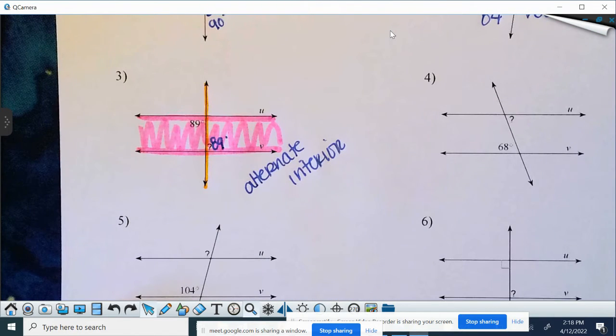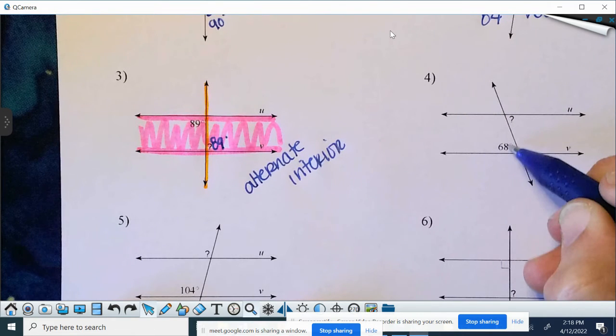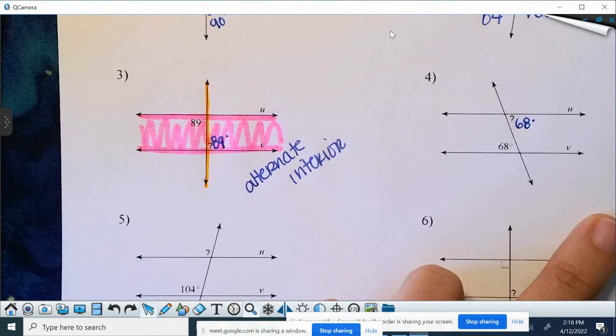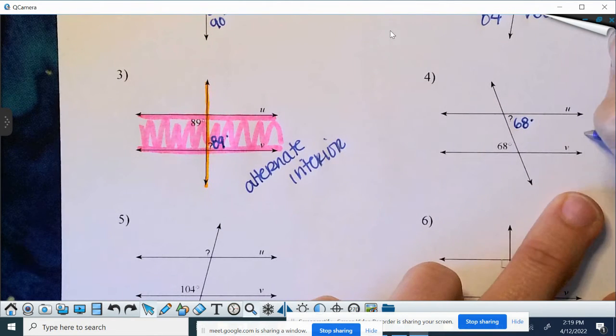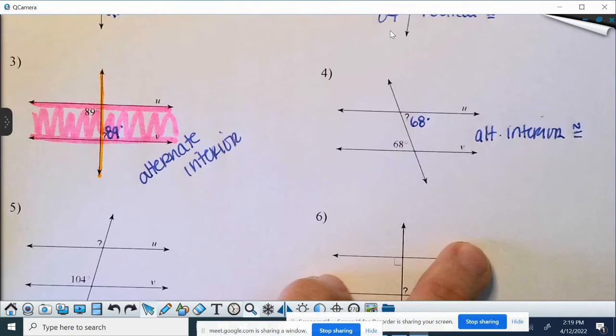Alternate interior. Number 4, exactly the same, just in the opposite pairs. So they alternate along your diagonal transversal here, and they're on the inside of your parallel lines. So this is also 68 degrees, again, because of alternate interior angles. So alternate interior are congruent.